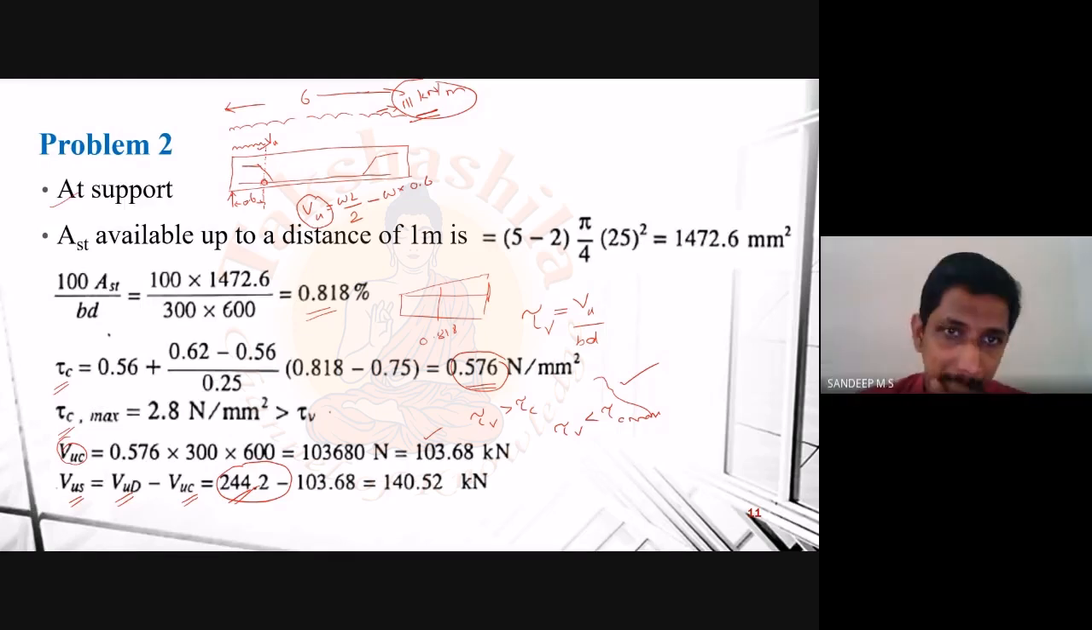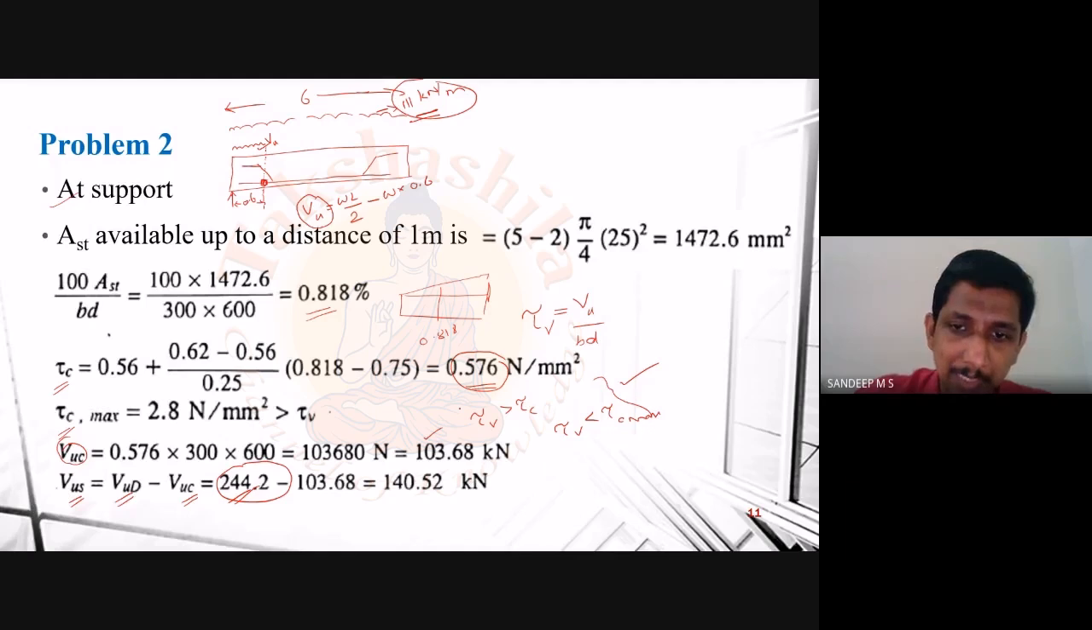Yes. Okay. Now what we do is that we have to calculate the value of tau c. For that, at this particular section, I will just find out the value of AST, and we have already seen that the AST is 3 times pi by 4 into 25 square. Then I will calculate 100 AST by BD based on that. Then I will find the value of tau c from table 19. Also, I will calculate the value of tau c max from table 20. So once I get that, I will just perform this check whether shear reinforcement is needed or not.